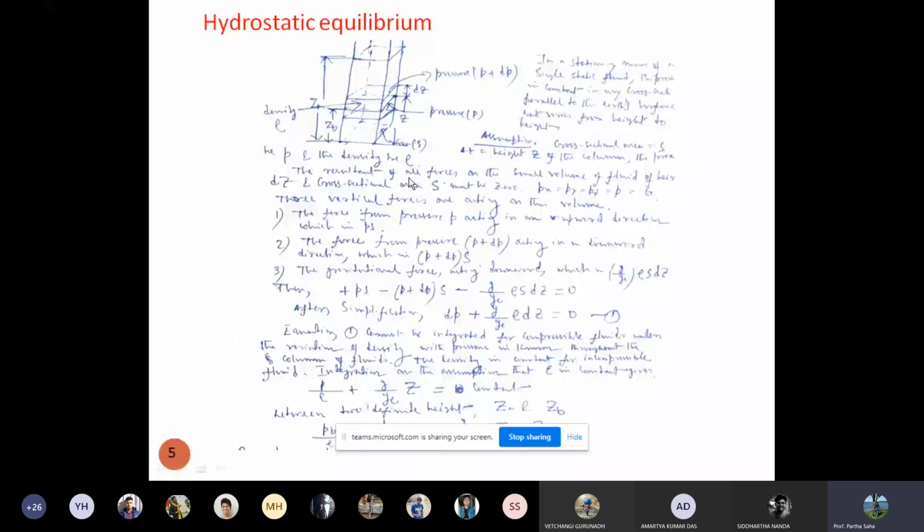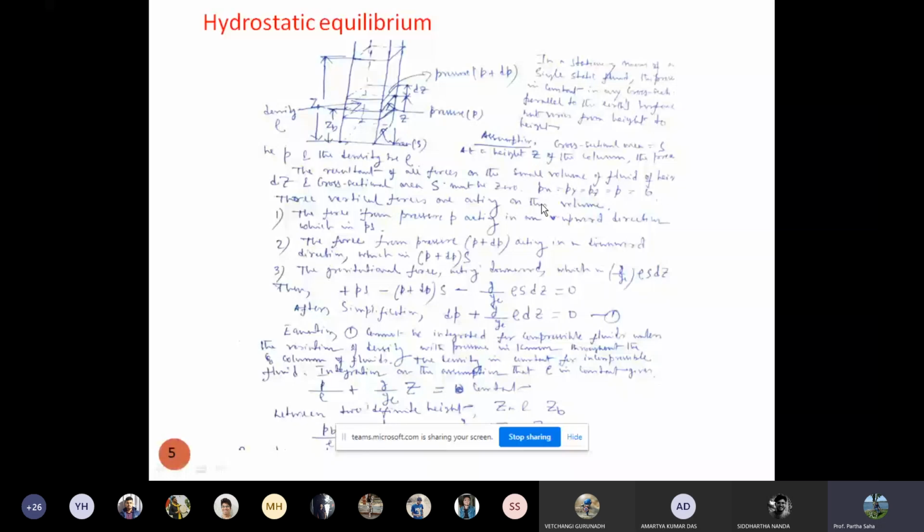So the resultant of all the forces on that small volume of the fluid of height dz and cross-sectional area S must be 0, right? Because if the resultant of all forces is 0, then only the liquid will remain stationary, or remain static at that particular surface. So all the forces must be balanced with each other.